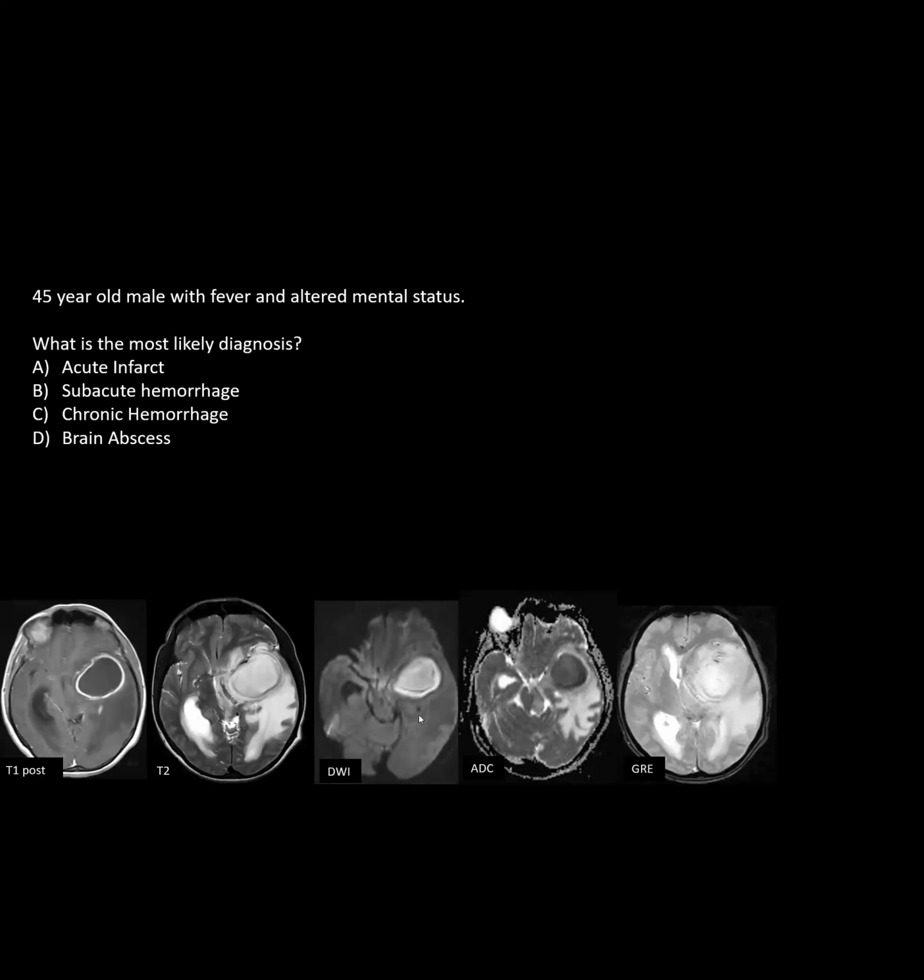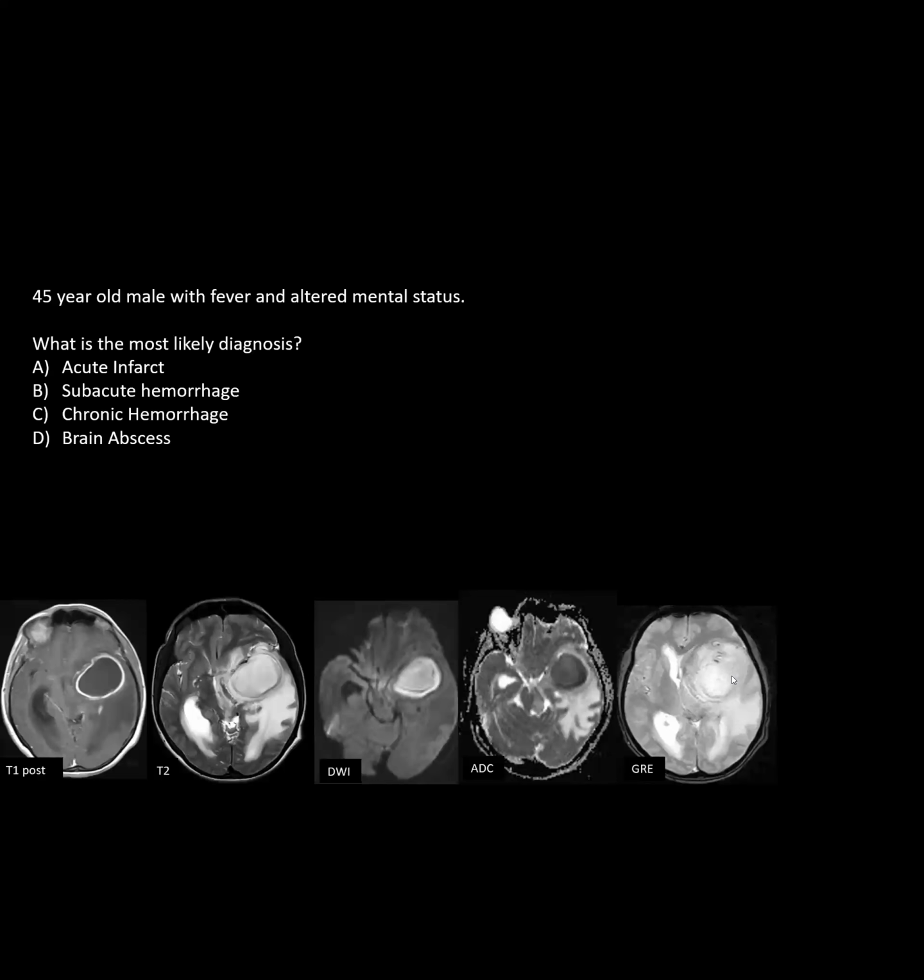This is diffusion. What do you think of the diffusion if you look at the ADC? So we're comparing restriction. Exactly. It's bright on DWI, dark on ADC, so this is actually restricting. And this is gradient echo, which what's that good for again? For blood. Exactly. Do you see the center of this strongly having susceptibility, or it's not really doing that? Not susceptible to that.